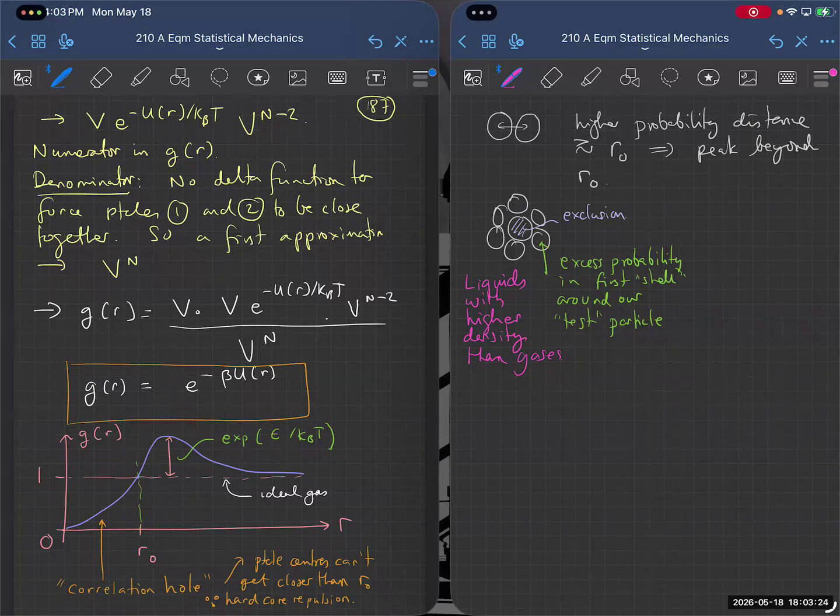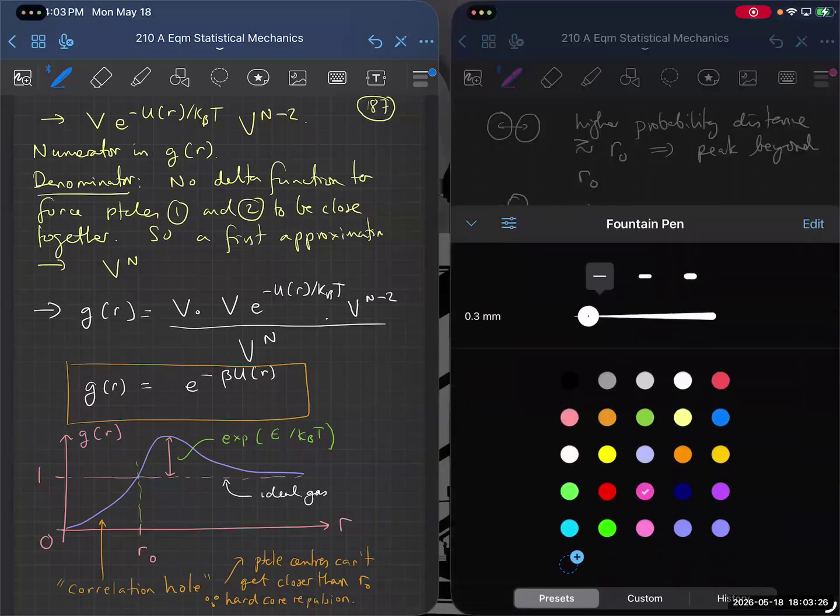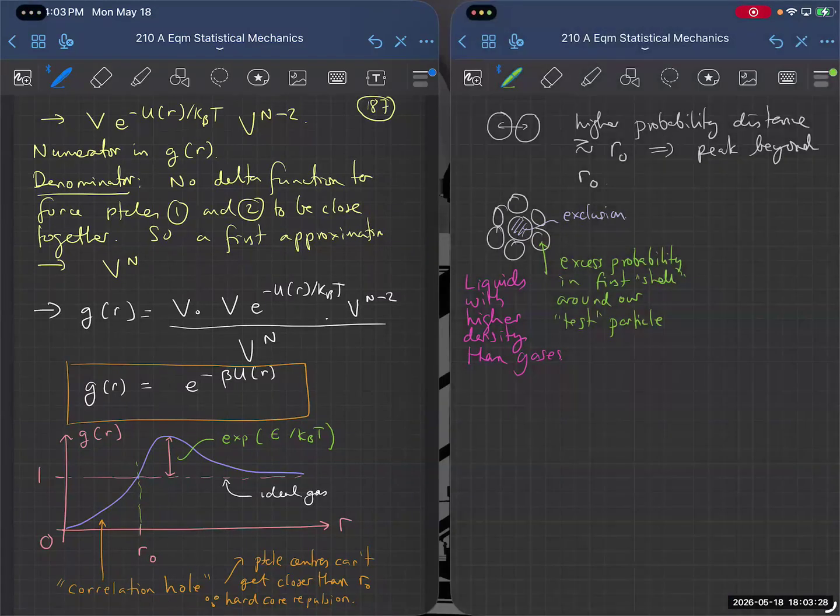Okay. All right. So this is great. We calculated g(r), but we don't care about that. What we actually want to calculate is the equation of state. So the next thing we're going to do now, let's go back to the equation of state.